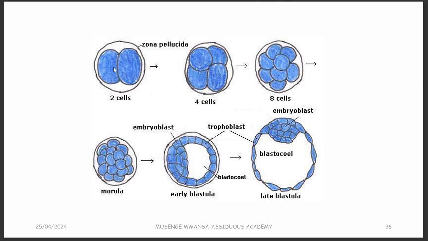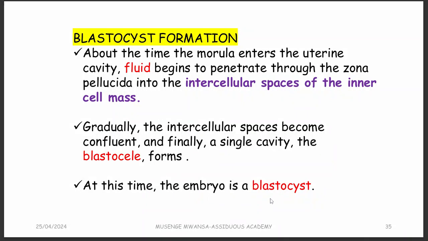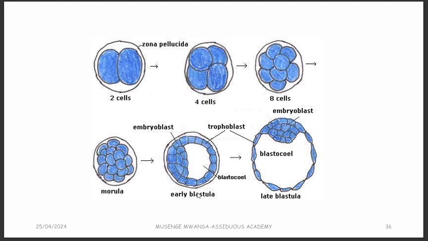It was 2 cells, it became 4 cells, it became 8 cells, it became 16, which is the morula, and then it became 32, which will have a blastocele, which is a cavity, and that is known as a blastocyst, also known as a blastula. Blastocyst or blastula. The blastocyst can become even much bigger.